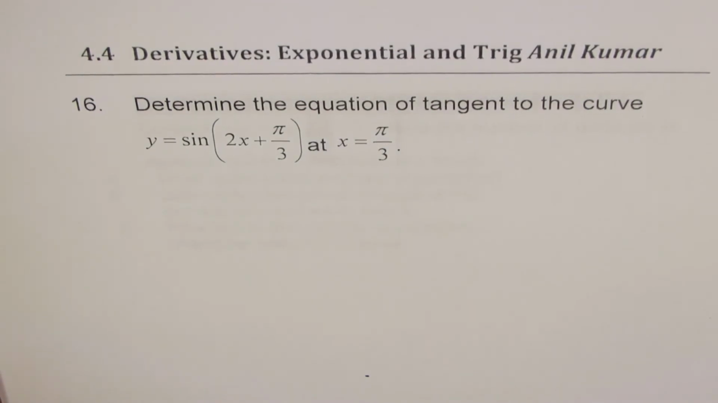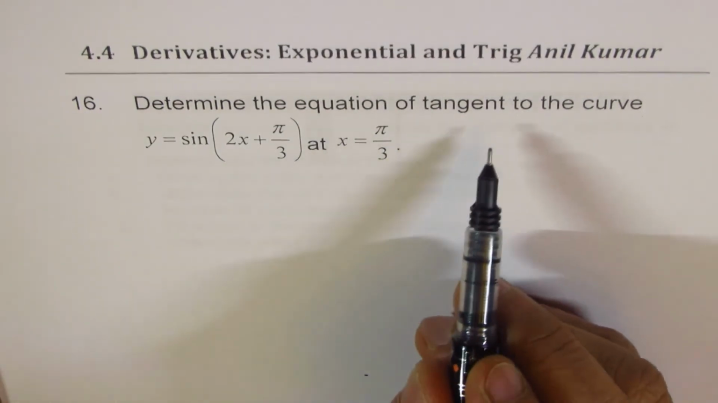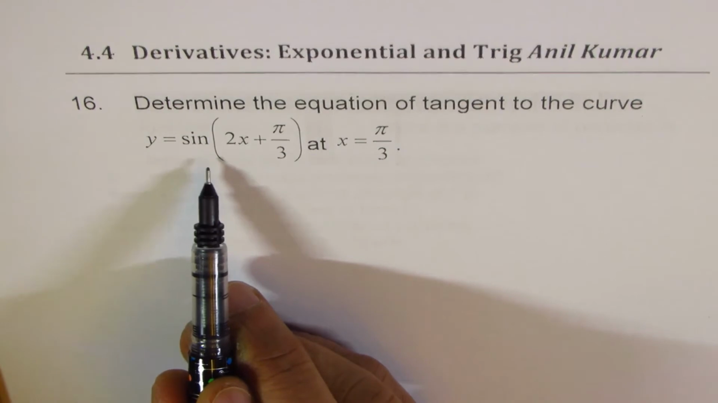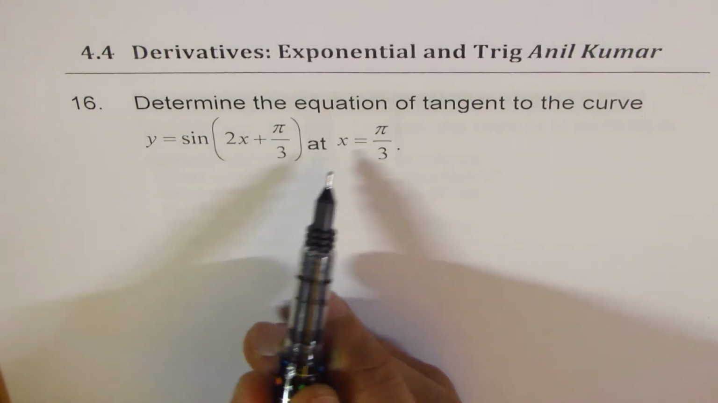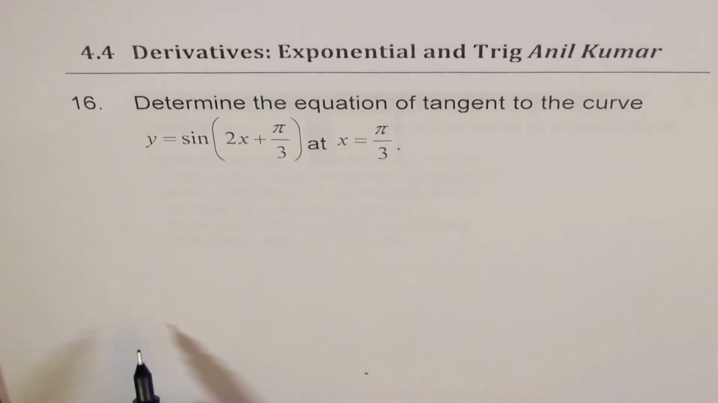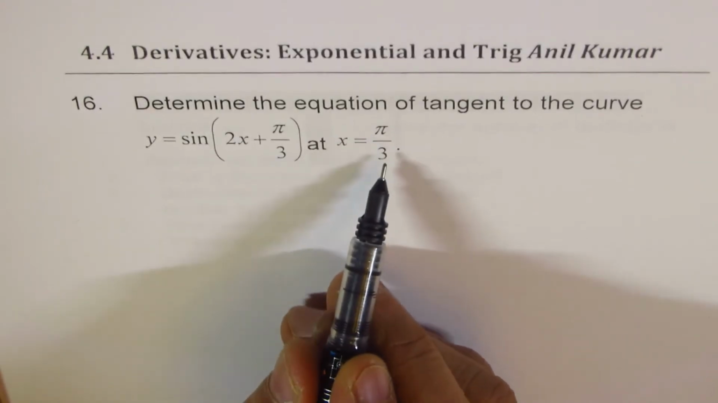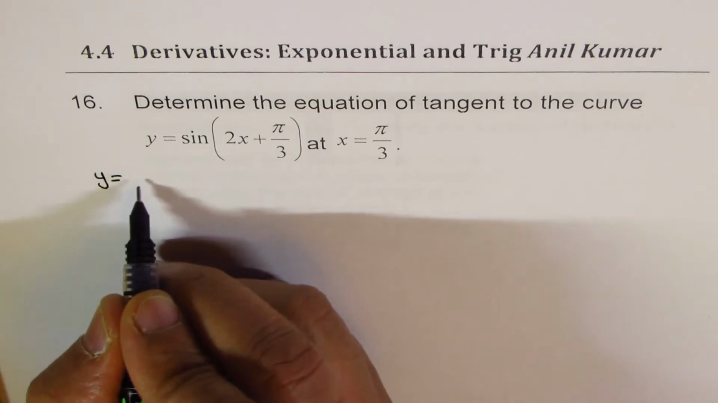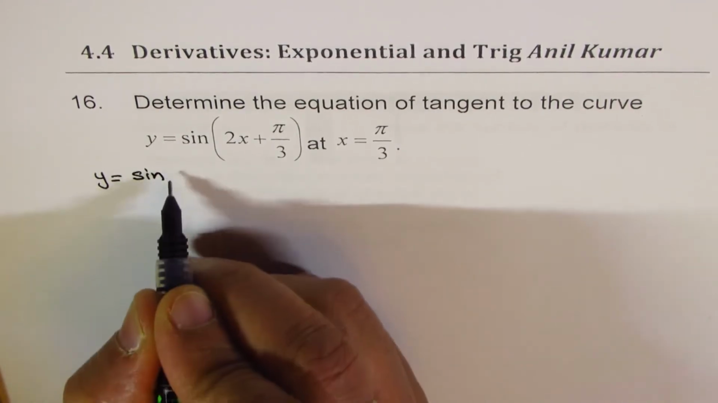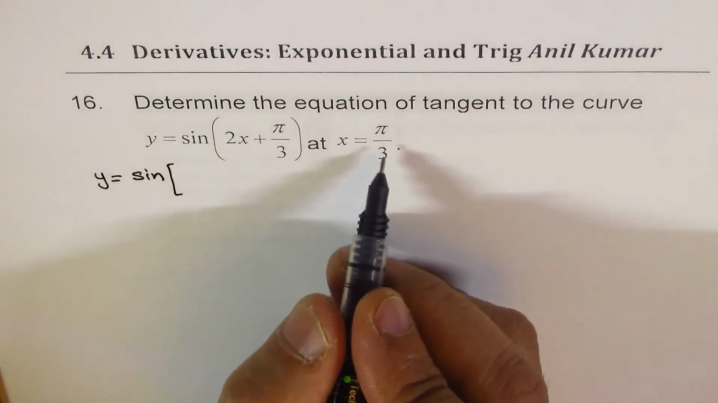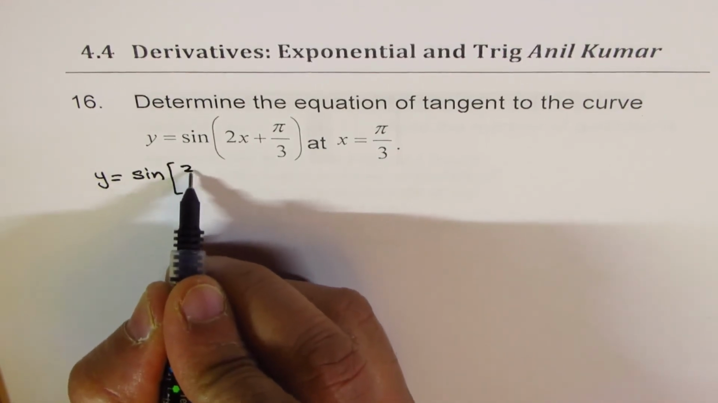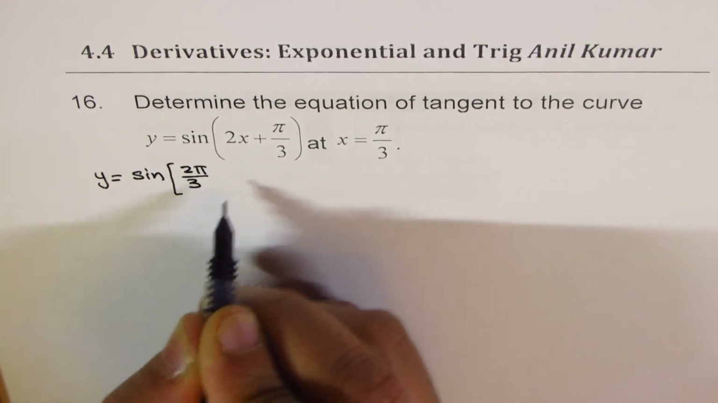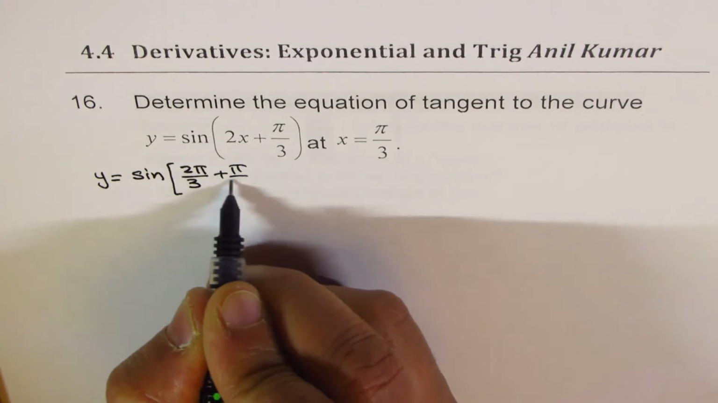Question number 16. Determine the equation of the tangent to the curve y equals sine of 2x plus pi by 3 at x equals pi by 3. So at x equals pi by 3, let us find the value of y. So y will be equal to sine of 2 times pi by 3 plus pi by 3, right?